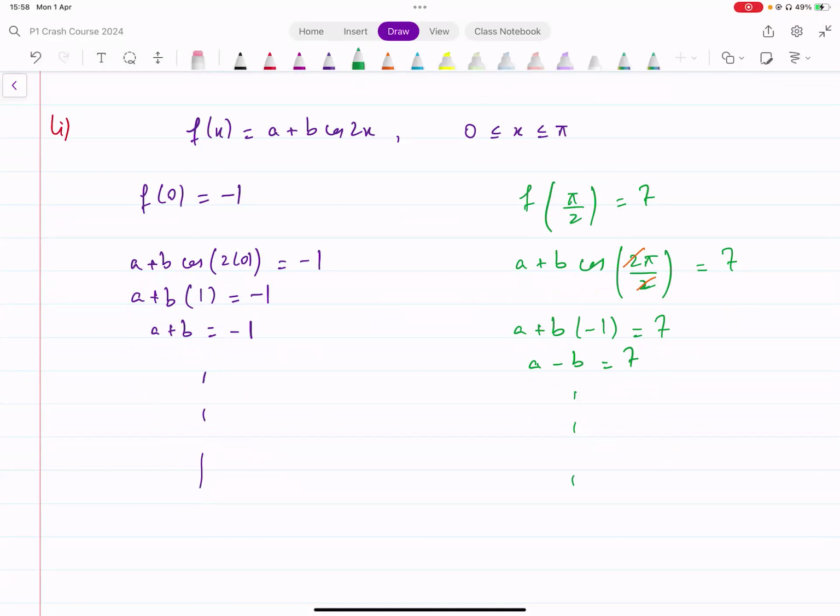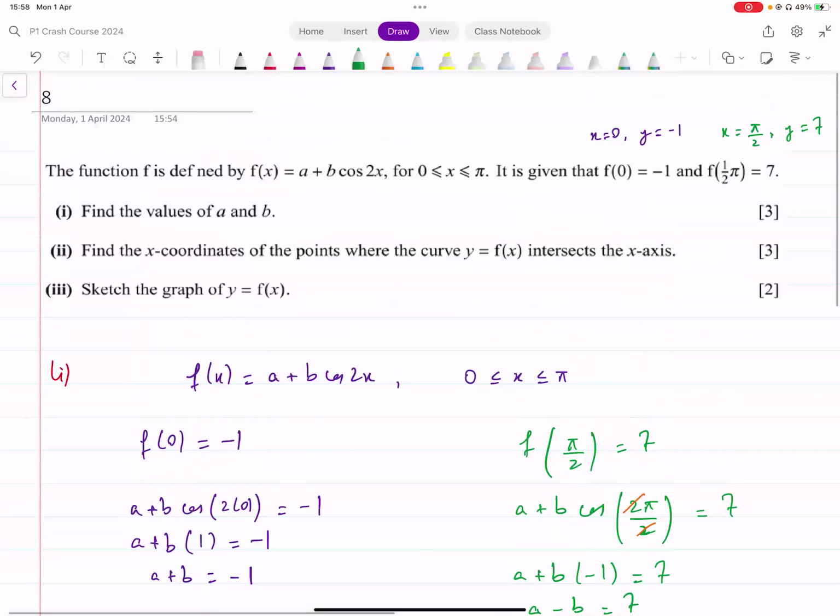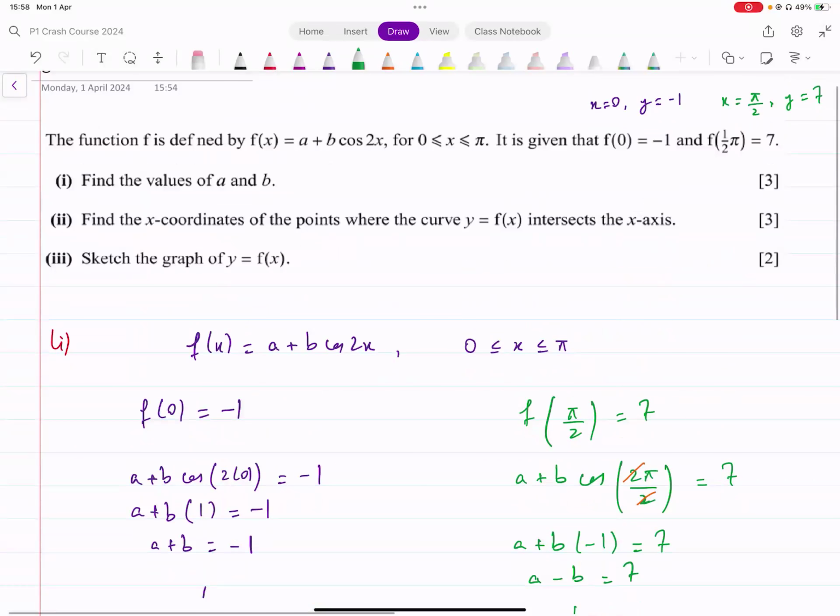That's not very difficult. In the second part, it says find the x coordinates of the points where the curve intersects the x-axis. Once you have the values of a and b, you're looking for the x-intercept, so put y equal to 0. So it will be 0 equals a plus b into cos of 2x. You just have to solve that equation. We have done that in trigonometry. Pretty straightforward. And the last part, you have to sketch this graph. The rest of it is just simple trigonometry. We've spent a lot of time on trigonometry before, so that should not be a problem.